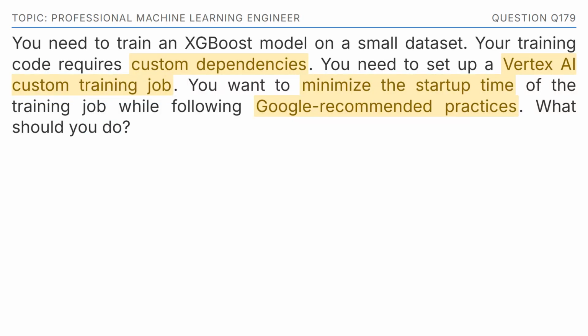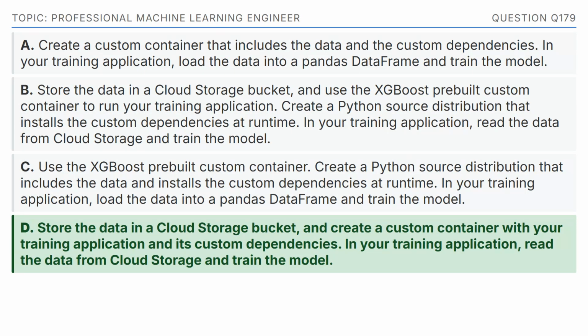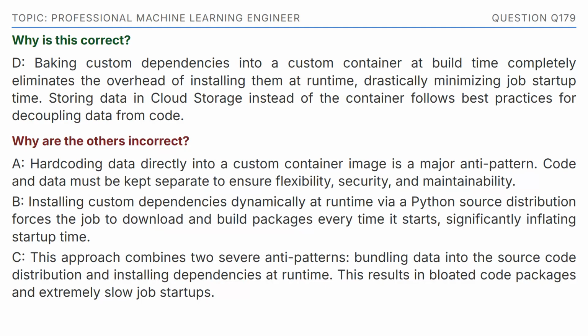To arrive at the correct answer, we focus on the keywords: custom dependencies, Vertex AI custom training job, minimize the startup time, Google recommended practices. The correct answer is option D, store the data in a Cloud Storage bucket, and create a custom container with your training application and its custom dependencies. In your training application, read the data from Cloud Storage and train the model. Why is this correct? D.